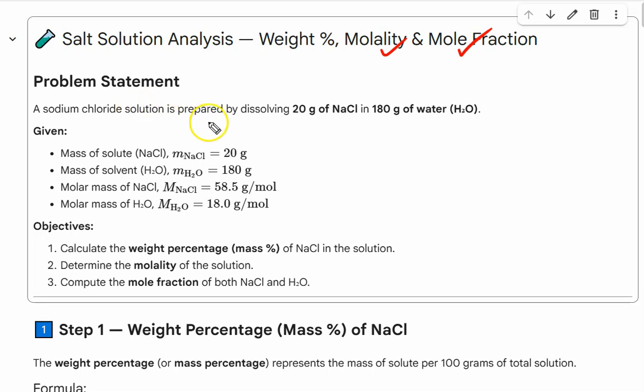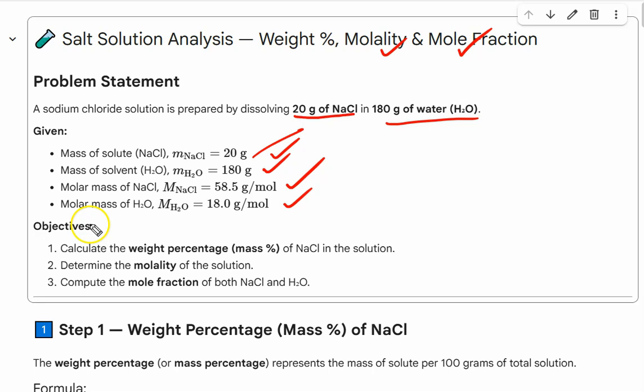A sodium chloride solution is prepared by dissolving 20 gram of NaCl in 180 gram of water. Here is the given data: mass of solute NaCl, that is 20 gram, mass of solvent 180 gram, molar mass of NaCl, that is 58.5 gram per mole, and molar mass of H2O 18.0 gram per mole.